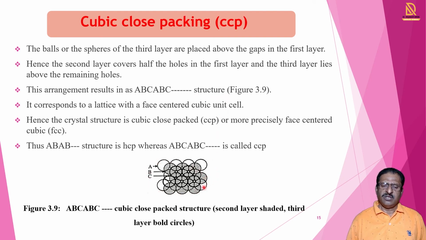In this structure, we use the arrangement in the sequence of ABC ABC, which is continued. In this case, it corresponds to the lattice with a face-centered cubic. It corresponds to the shape of a face-centered cubic structure. So the FCC structure is formed when there is an arrangement of the different layers in the sequence ABC ABC, like that.